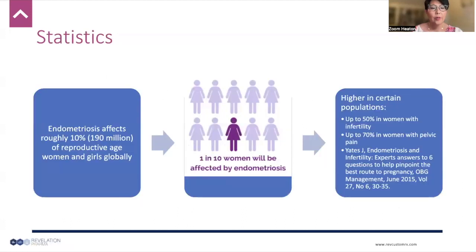Endometriosis affects roughly 10% of reproductive age women and girls globally. So, 1 in 10 women of reproductive age will get it. And the percentage goes up in certain populations; for infertility, it's up to 50%, and for women with pelvic pain, it's up to 70%.